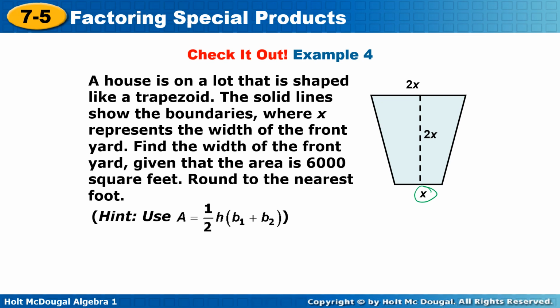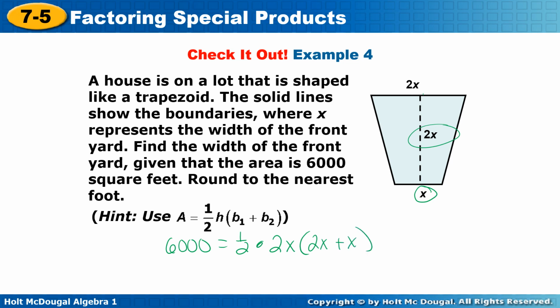Okay, so in this case, we're going to use a calculator. They're going to tell us to round, but we're not going to do that until the very end. Always round your very last answer. You want to be as accurate as possible. So the area they've given us is 6,000. We can see here that the height is 2x. The height is just the distance between the two parallel bases. So the height is 2x. And then base 1 and base 2, those are your parallel sides, 2x and x.